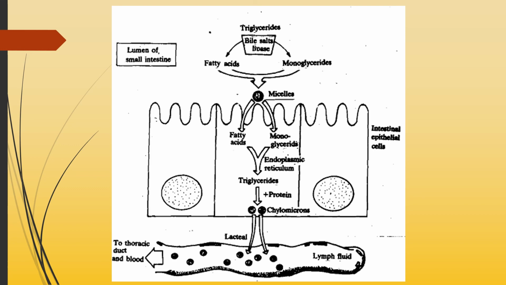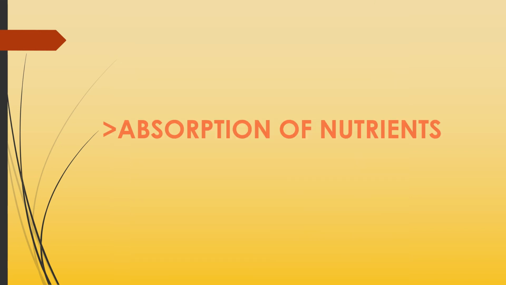Chylomicrons are milky in color and are released in the lymph capillaries called lacteals, from where these are carried into the thoracic duct and then into the systemic circulation. Absorption is the process by which nutrients produced after digestion are circulated throughout the body by blood and lymph and supplied to all the body cells according to their requirements.